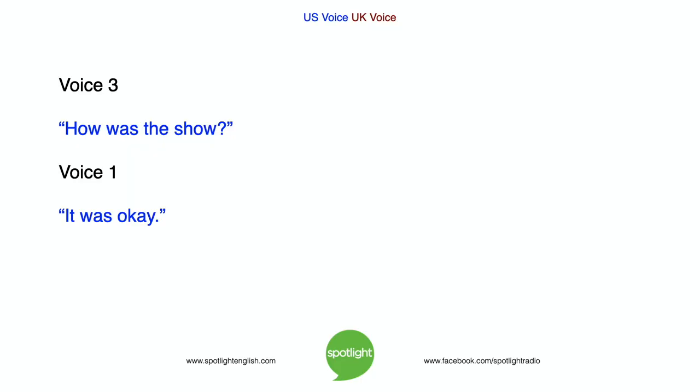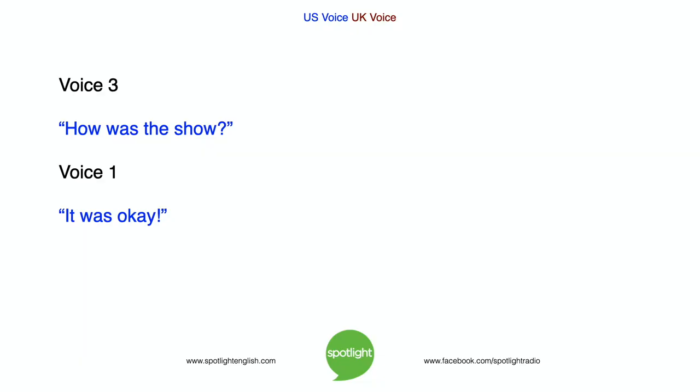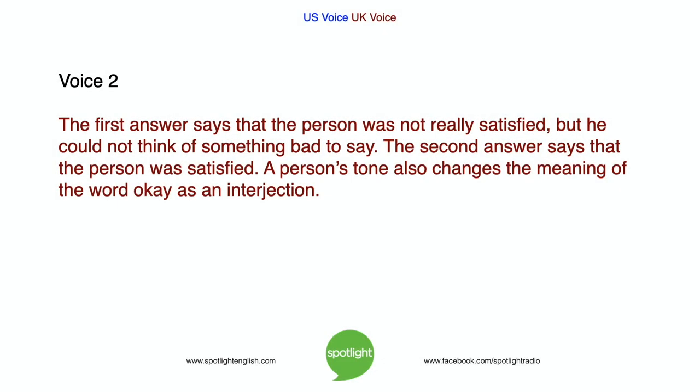How was the show? It was okay. What do you think this person meant? What about this next example? How was the show? It was okay. The first answer says that the person was not really satisfied, but he could not think of something bad to say. The second answer says that the person was satisfied.